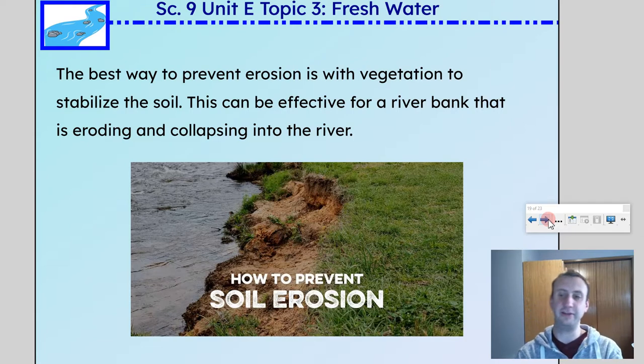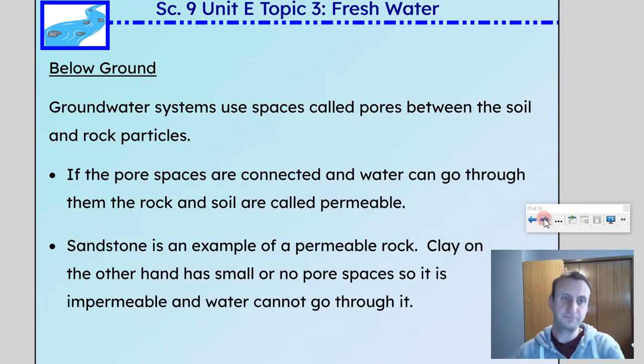So vegetation is the key to preventing erosion, and the more we destroy vegetation, the more erosion takes place. Let's talk about below ground stuff. So groundwater systems use spaces called pores between the soil and rock particles, and these pores allow water to sink down and get deeper and deeper.